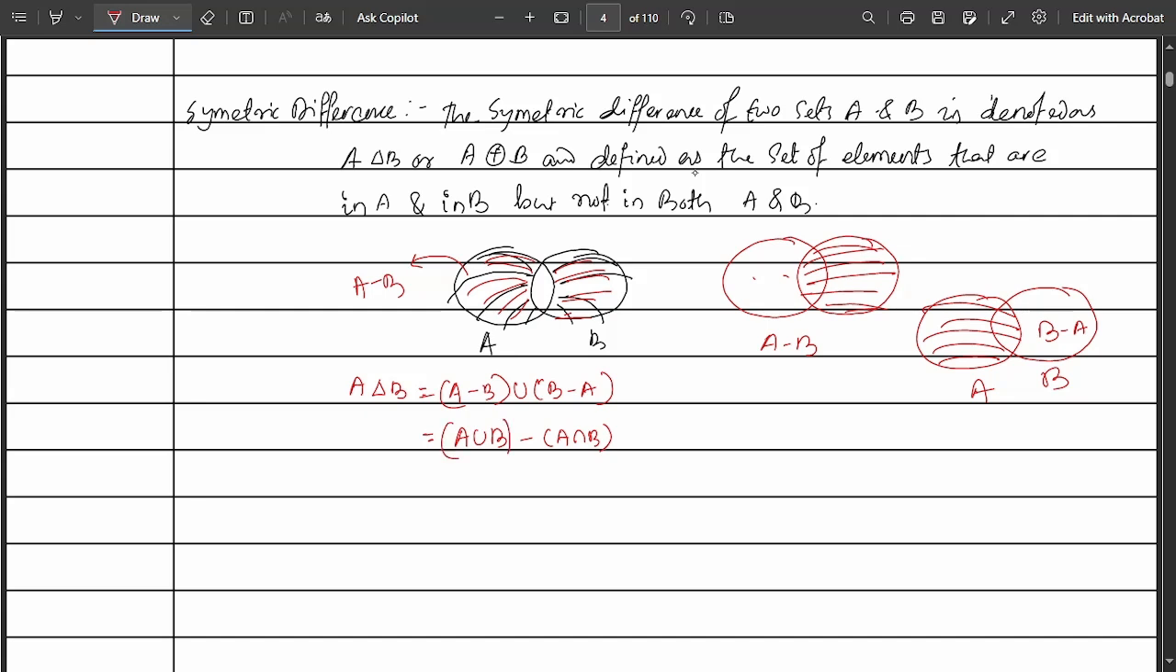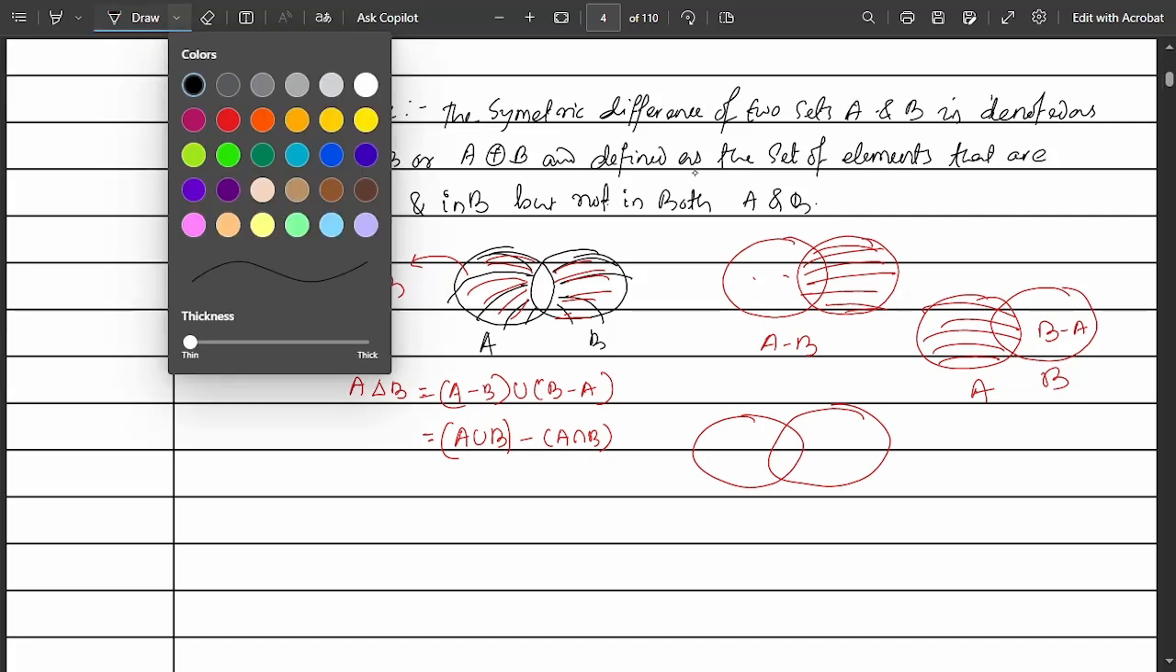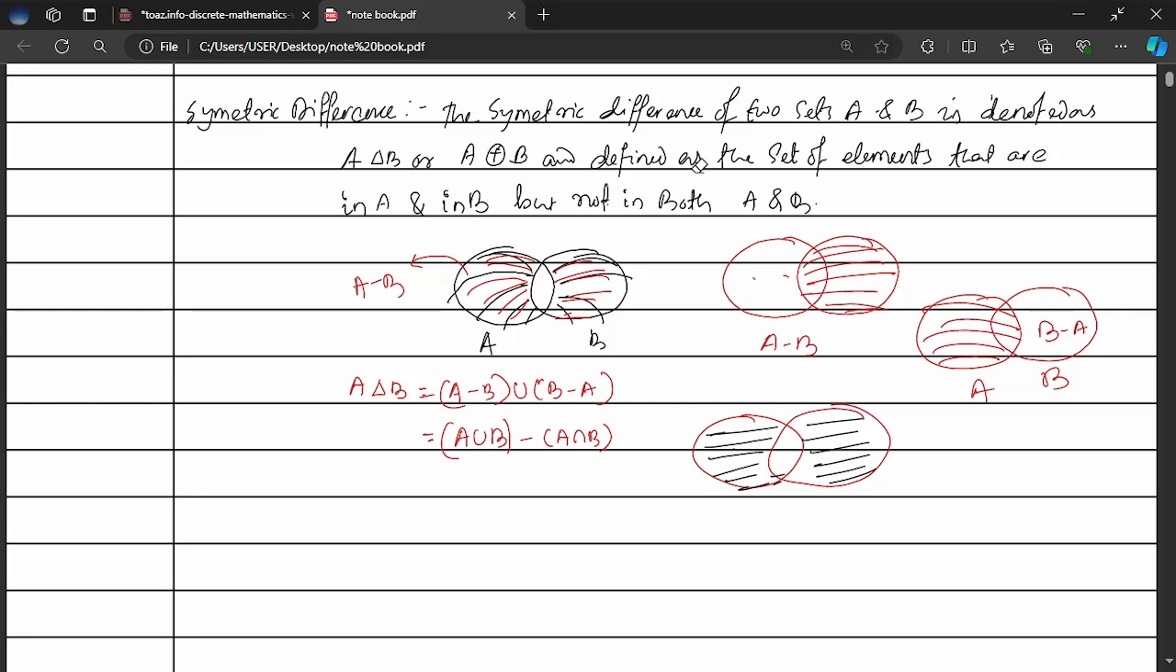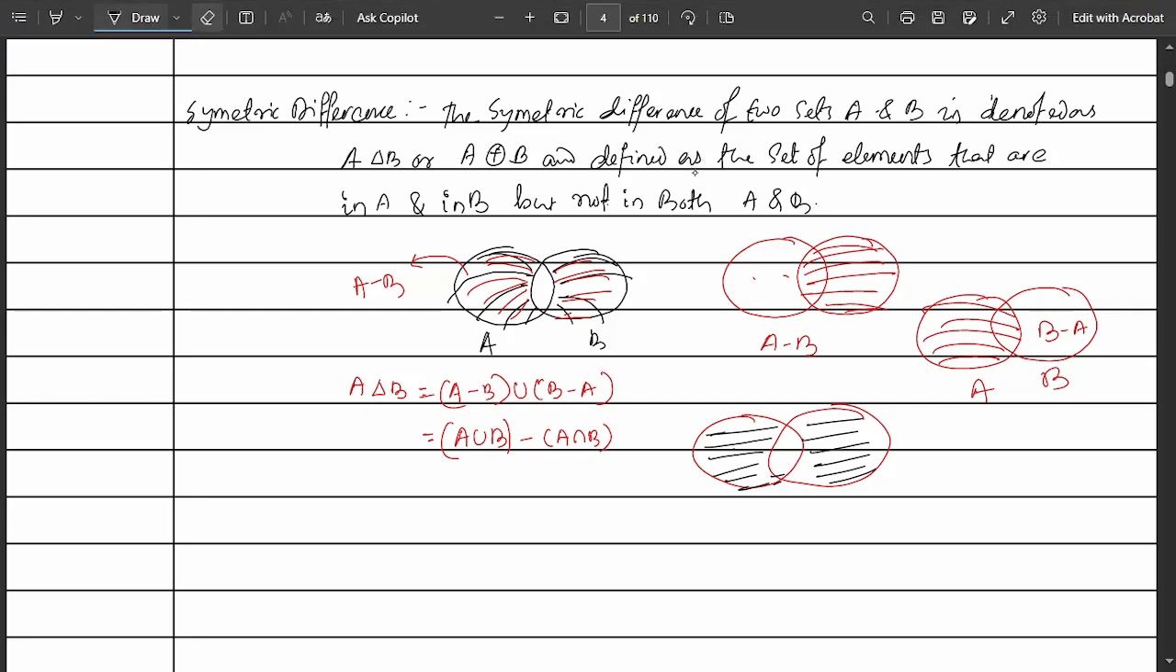Okay, because if we cut the intersection from the whole union, this part and this part remain. This is the union, but if I remove this intersection part, the remaining part will be A delta B or the symmetric difference of A and B. Okay, so this is all about symmetric difference.